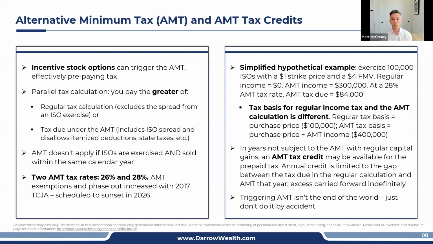In years when you are not subject to AMT with regular capital gains, an AMT credit may apply. Essentially, this is prepaid tax that you can use to offset those realized gains. This annual credit is going to be limited to the gap between the tax due under the regular calculation and the AMT that year. Any excess AMT can be carried forward into future years. So it's important to note that triggering AMT, even though it can be complex, isn't the end of the world. It's just something you don't want to do by accident. And working with a tax specialist can really help there.